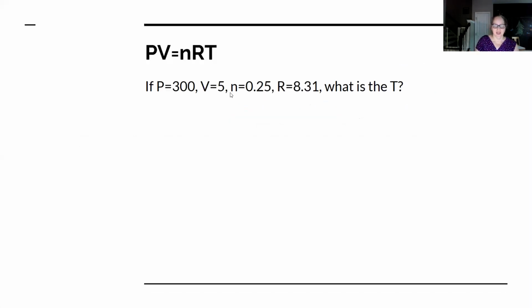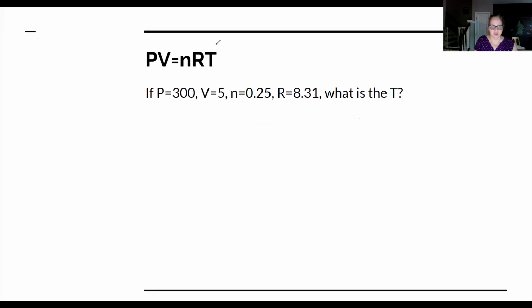All right, if P is 300, V is 5, N equals 0.25, R is 8.31, what is the T? So even if you haven't done this unit, you can still evaluate here. Whenever you see variables and they don't give you how they're connected, it's by multiplication. So my P value 300, my V 5, my N 0.25, my R 8.31, my T is what I'm solving for. So 300 times 5 equals 0.25 times 8.31 times T.